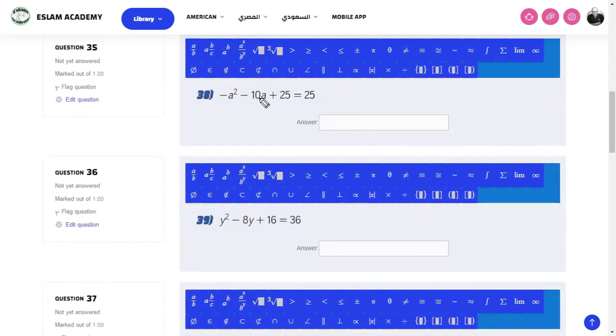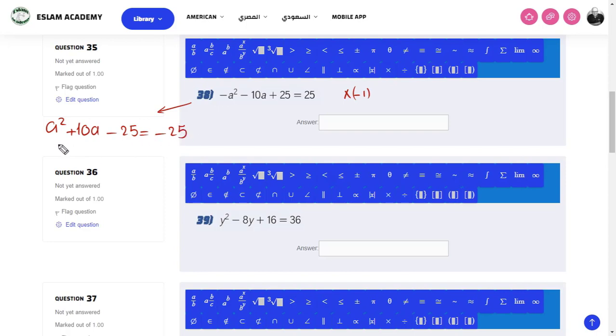Negative a² minus 10a plus 25 equals 25. You will find that the coefficient of a² is negative. To solve any quadratic equation, the coefficient of a² must be positive. So we can multiply the whole equation by negative 1. By multiplying by negative 1, you will find that a² plus 10a minus 25 equals negative 25.